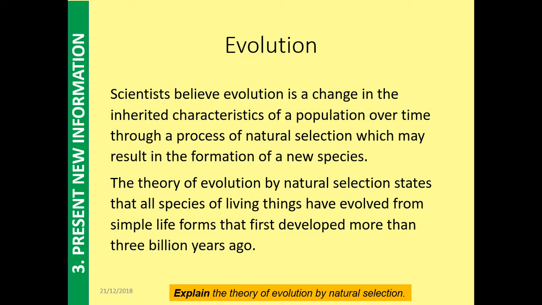Now, scientists believe that evolution is this change in inherited characteristics over time, a process called natural selection. Natural because no one's intervening, we're not getting involved like we would if it was selective breeding, it's just happening naturally. And scientists believe that all species evolved from simple life forms billions of years ago through the process of natural selection.